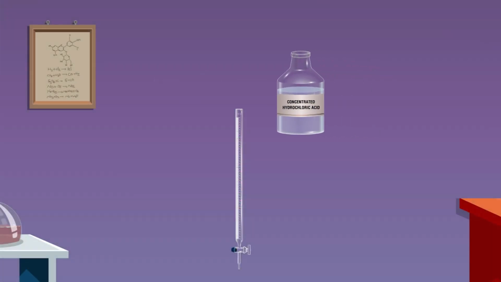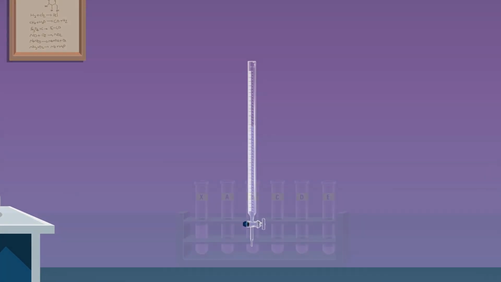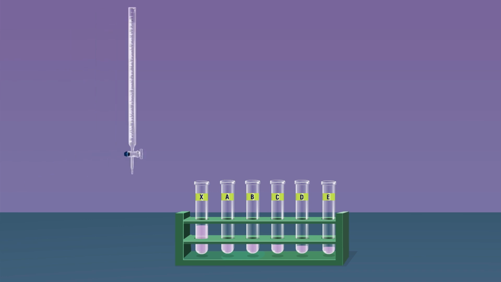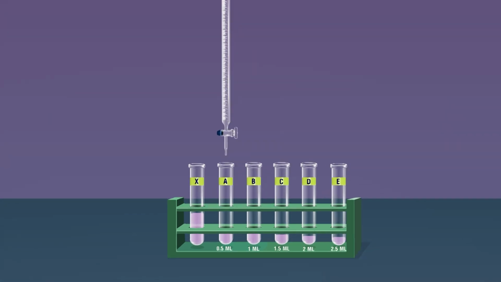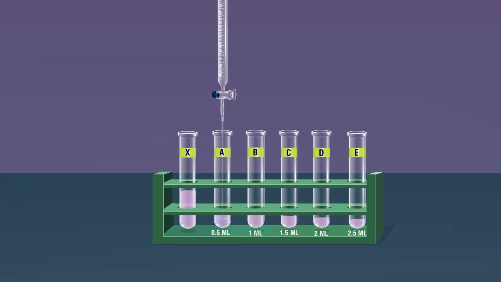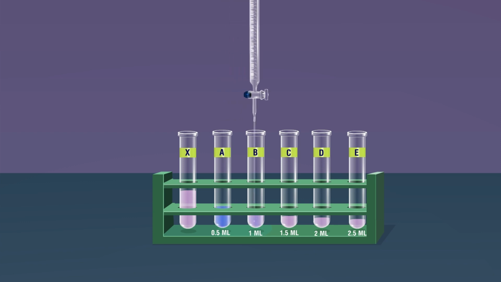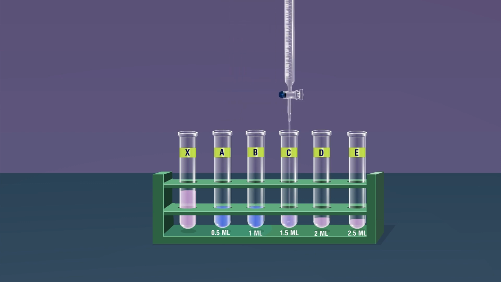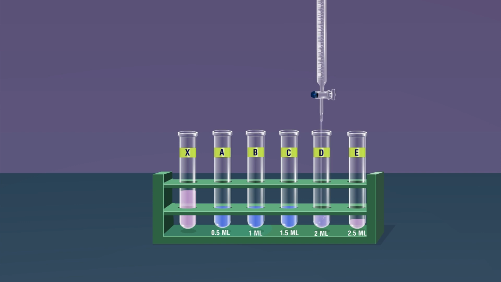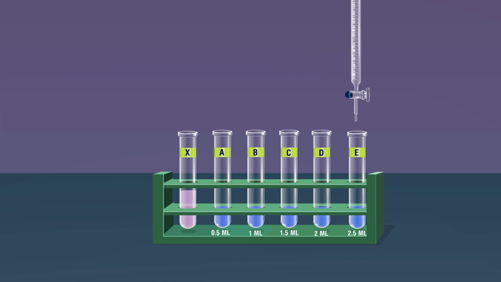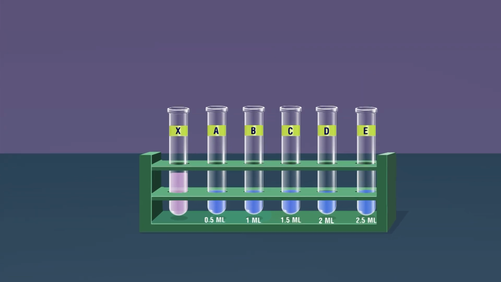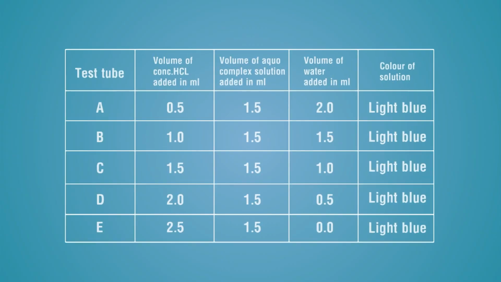Now take the concentrated HCl in a burette. Add 0.5 ml of concentrated HCl into test tube A. Then 1 ml in test tube B, 1.5 ml in test tube C, 2 ml in test tube D. Finally, add 2.5 ml in test tube E. Record the observation in tabular column.